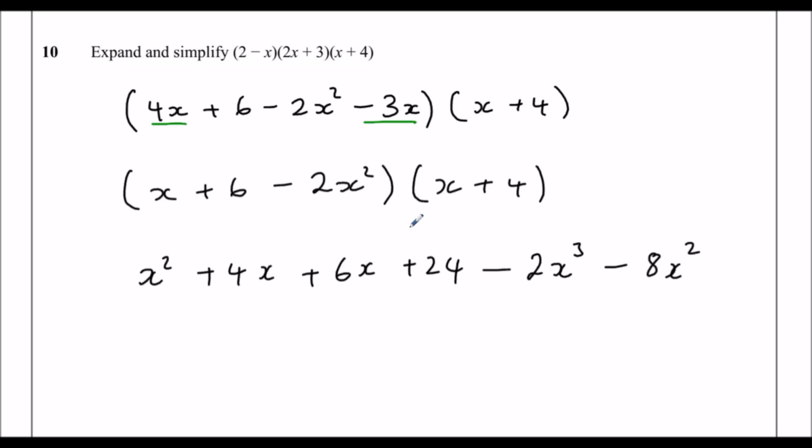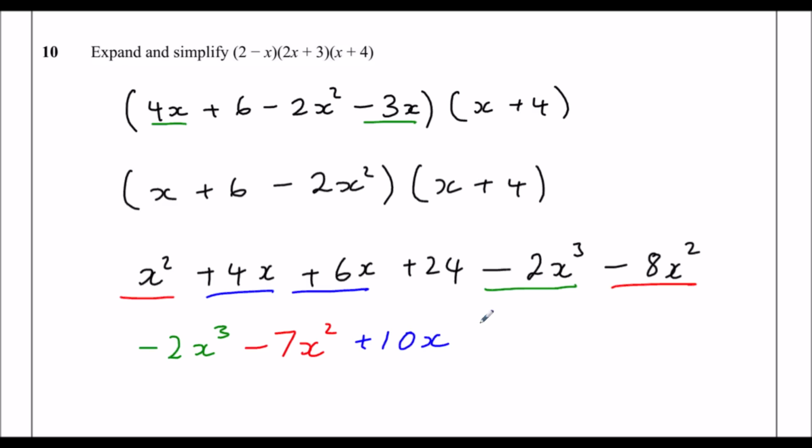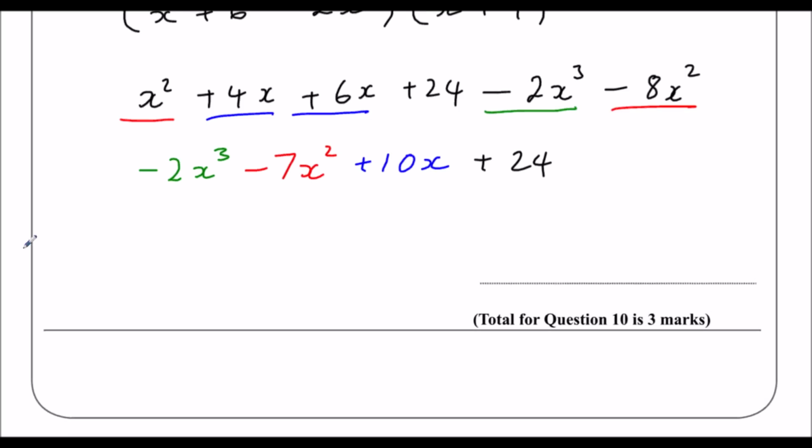So collecting the like terms, x cubed, I've got minus 2x cubed. For x squared, I've got 1 take away 8, which is minus 7 x squareds. For x's, 4 plus 6 is 10 x's, and I've just got 24. So that's my answer, minus 2x cubed minus 7x squared plus 10x plus 24.